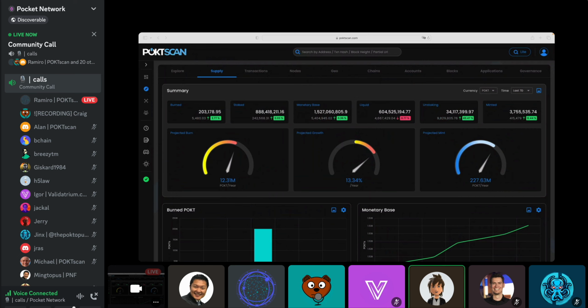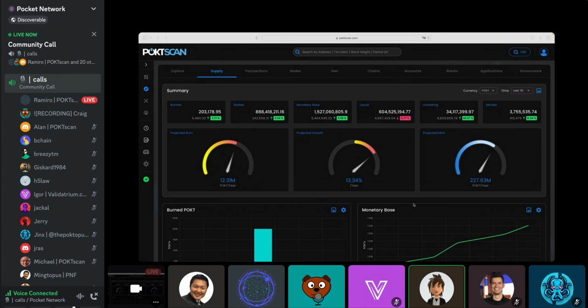Yeah, thanks for sharing this, guys. Looks amazing. Just to add to Shane's point, monetary base looks very similar to circulating supply. I think it's off by about 5,000 here, looking at CoinGecko. So it's not that different.